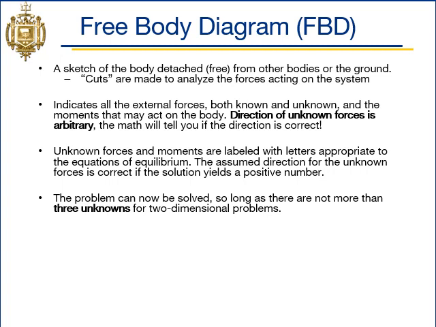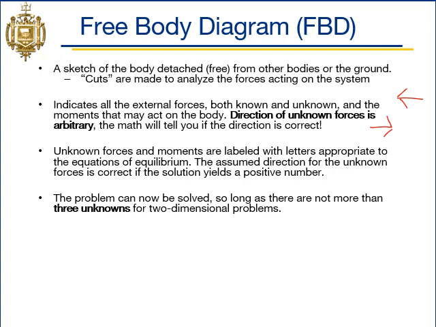So in bold here, it says the direction of unknown forces is arbitrary. The math will tell you if the direction is correct. So we'll go through and do our static equilibrium analysis with some arbitrary direction on our unknowns. And if those prove to be positive, that means we picked the right direction. If we get a negative value for our unknown forces, that means we just picked the wrong direction, and actually the force is going 180 degrees the other way. So if we decided that our unknown is going that way, but then it turns out that was negative, it really just means that our unknown force is going that way instead.